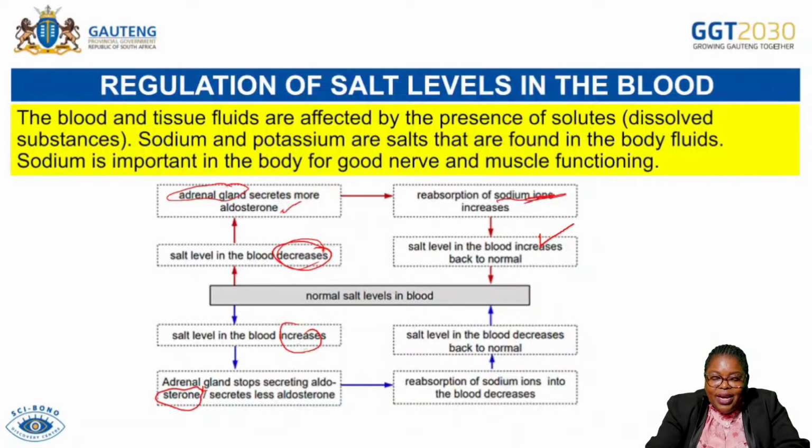But when the salt level in the blood increases, the adrenal gland is going to stop secreting aldosterone, or it is going to secrete less aldosterone. Then what is going to happen? Reabsorption of sodium ions into the blood is going to decrease. Then the salt level in the blood is going to decrease back to normal.